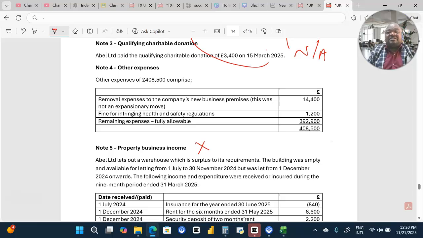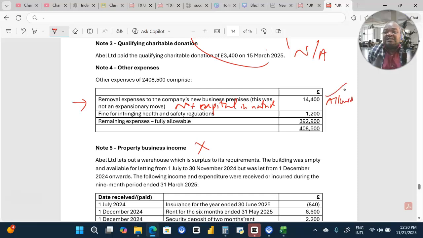Now, other expenses. Other expenses of £408,500 comprise, number one, removal expenses to the company's new business premises. This was not an expansionary move. So the examiner is trying to say this was not capital in nature. So it is allowed.